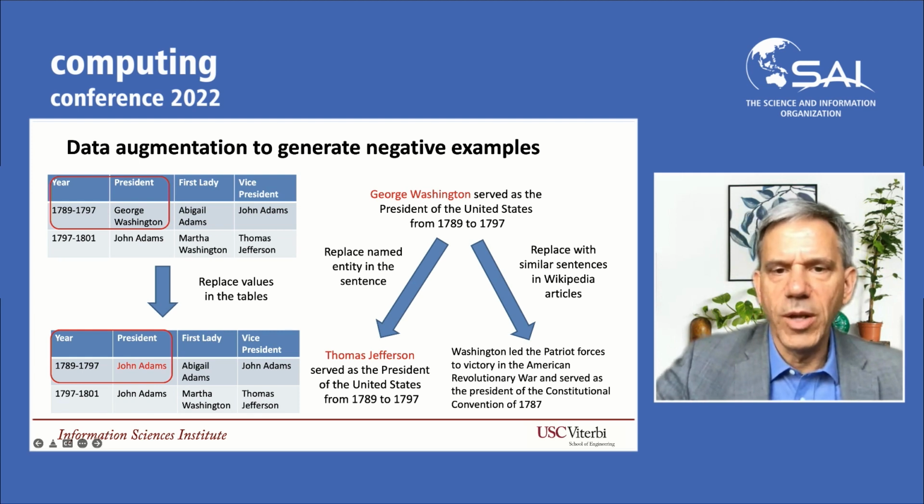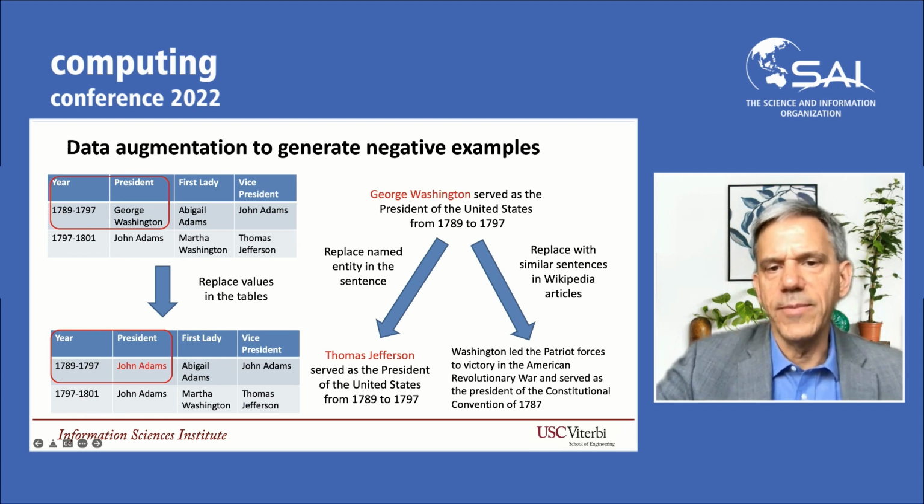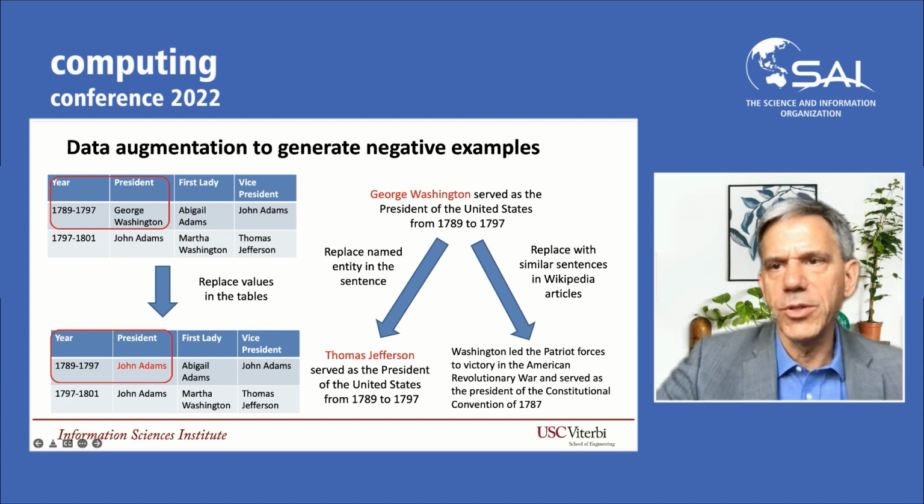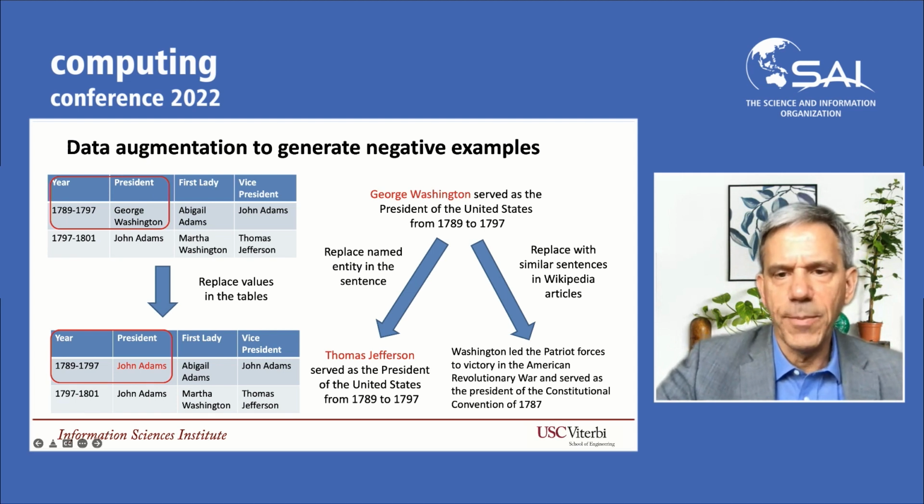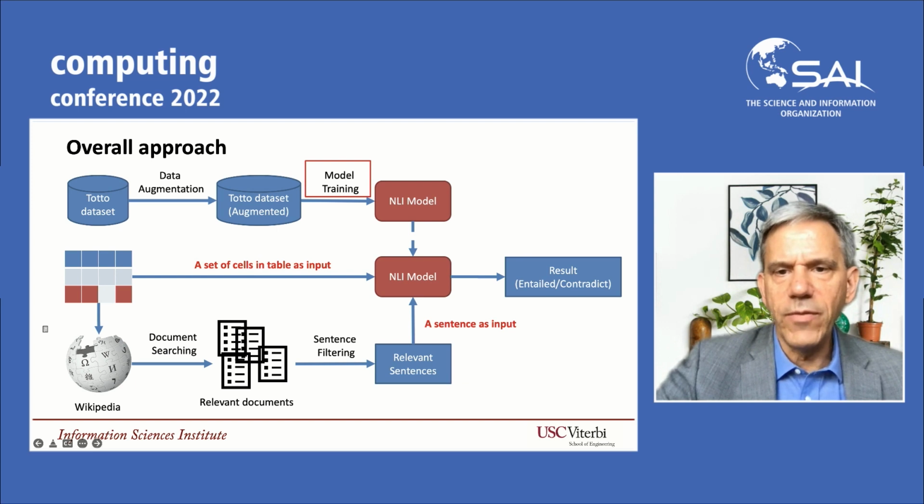So you can see there are multiple ways we can create these negative examples. Just like we have the set of positive examples, we'll also create a set of negative examples that we'll use to train the model. So given all that, we now have the full set of the Totto data set augmented with all the negative examples. Then we can do the model training step.